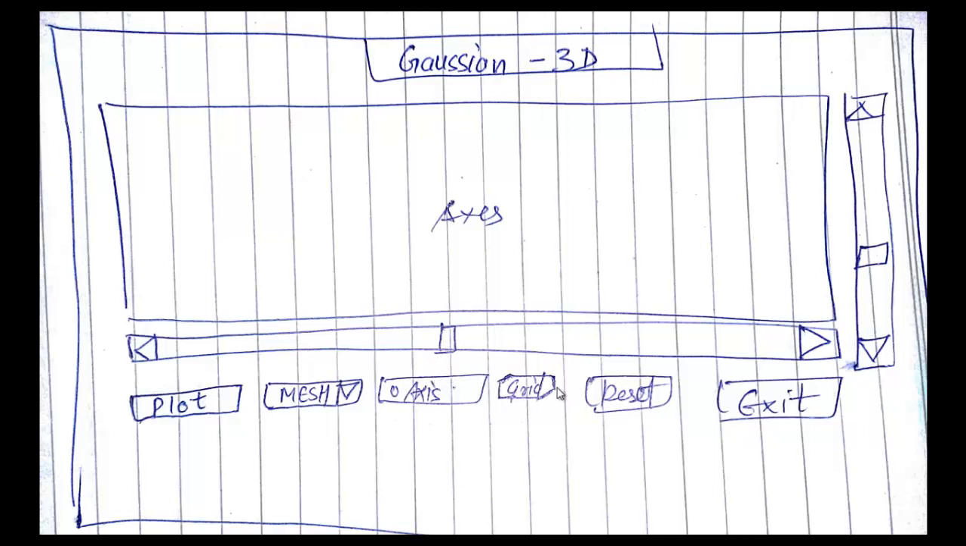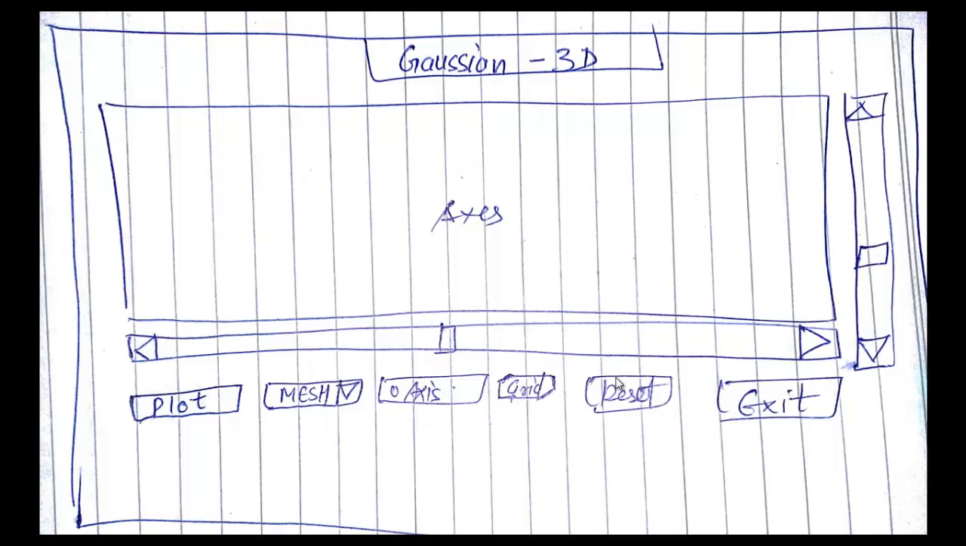When you click on this button, grid will be on, and again clicking on this button, grid will be off. And the next is reset. Suppose you have rotated your GUI at certain angles, but you want to again come back to the default angle, then you can just directly click on the reset button, so that it will come again to the default angle. And the last button is exit. When you click on the exit button, this GUI will be closed.